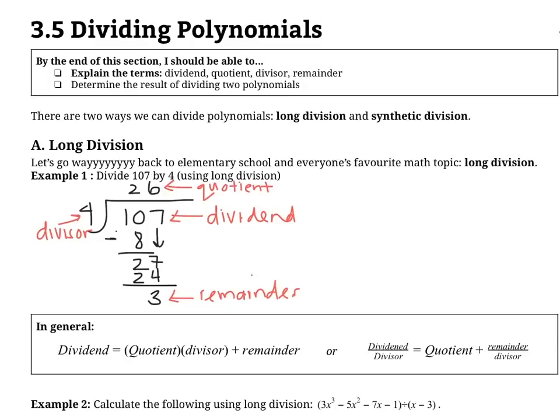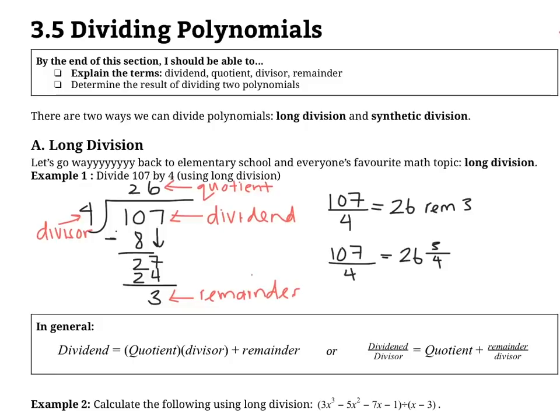In summary, our final answer is we were asked to find what's the quotient of 107 and 4. And we know that that answer is just 26 and remainder 3. Another way to write that is that 107 divided by 4 is equal to 26 and 3/4. If we were to actually put this in the calculator, 107 divided by 4, we should get 26.75.